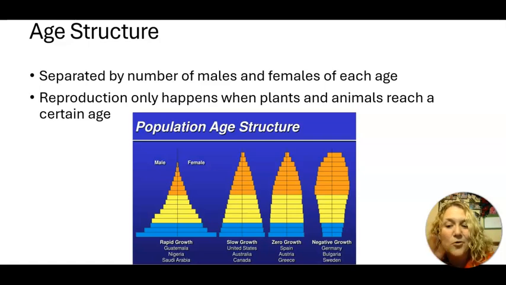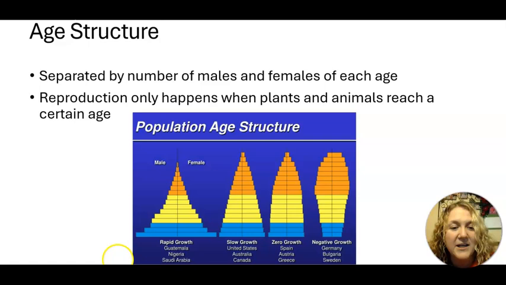Our last and fourth way to describe a population is by age structure. So when we look at age structure graphs, they are separated by the number of males and females of each age. So age structure, even though it includes the word age, which makes sense, it also usually includes a splitting of males and females, because we need to understand how many males and females live in a population to assess reproduction. And recall that reproduction can only happen when plants and animals reach a certain age.